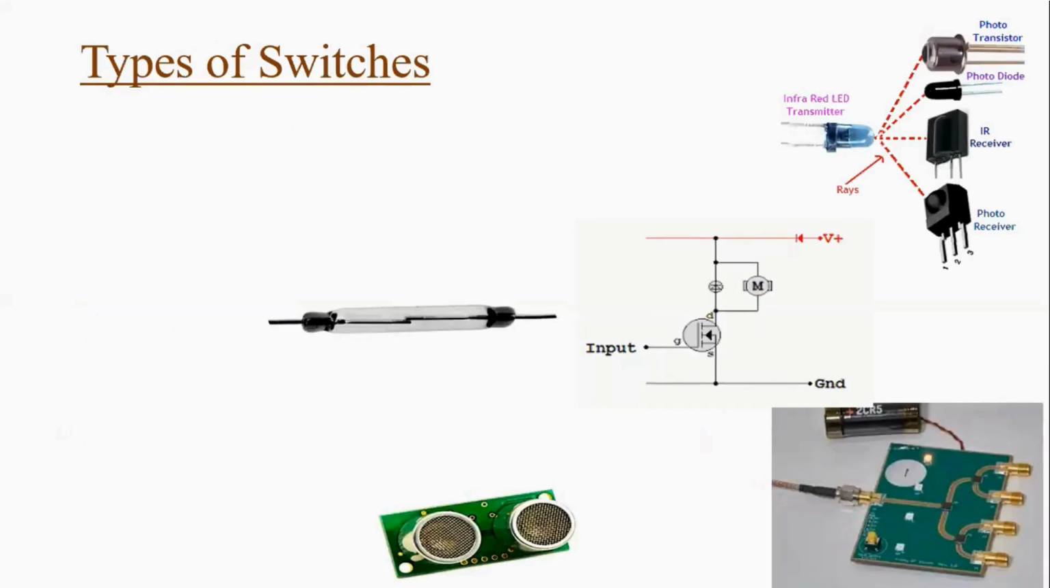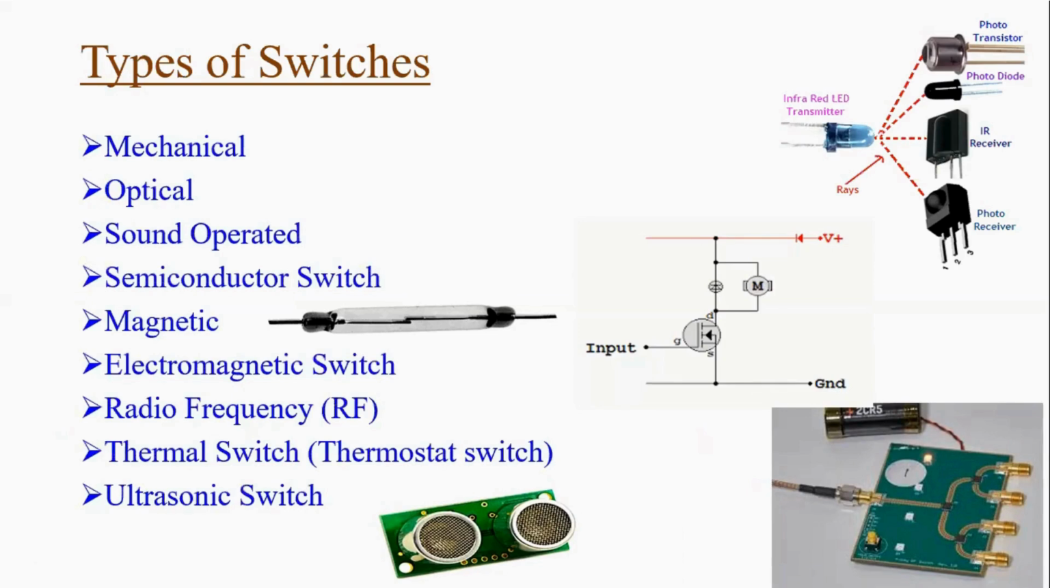Types of switches. In this types of switches, you will find there are mechanical switches, optical switches, sound operated switches, semiconductor switches, magnetic switches, electromagnetic switches, radio frequency, thermal switches, and ultrasonic switches. I'm just giving you a few of the names. After this, you have so many other types of switches, but a very common type of switch, right, is the mechanical switch. Very common type.